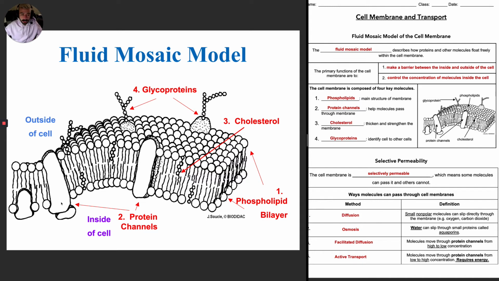So here's a protein channel as well. You might hear these called transport proteins. The third thing we said was the cholesterol, which is this sort of pentagon looking molecule here. And that's kind of embedded throughout to make the cell membrane thicker. And then lastly, we have these glycoproteins, which stick out as like identifiers, and they're ways for the cell to be identified by other cells.